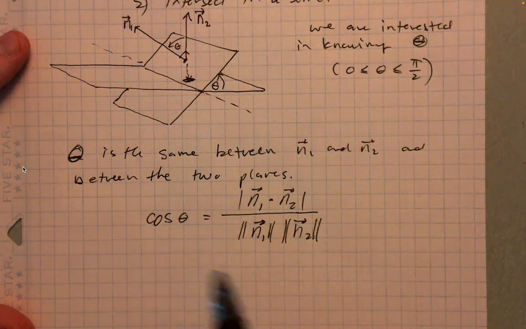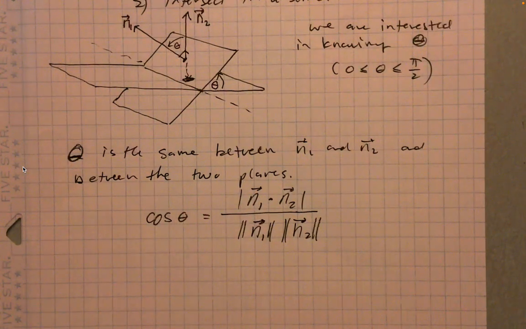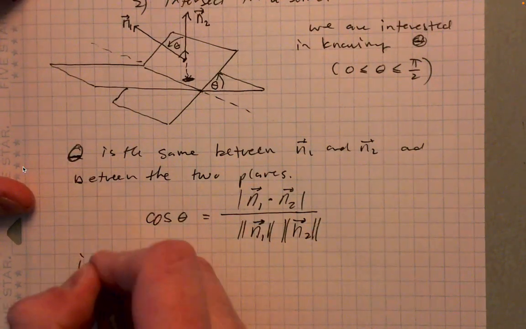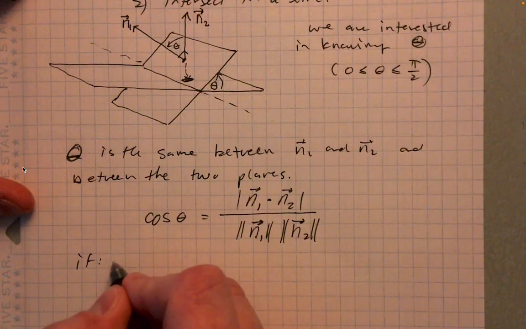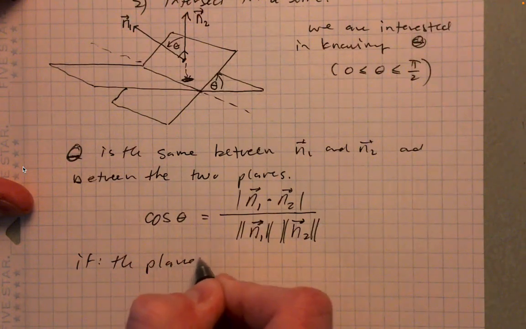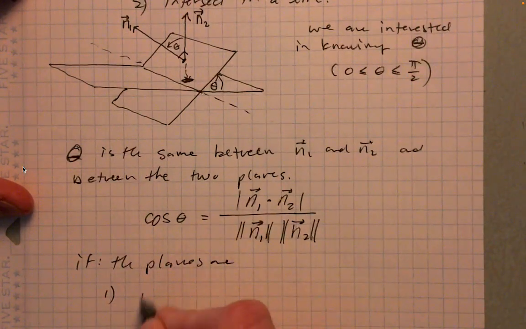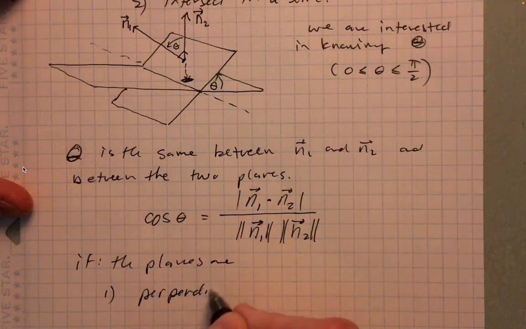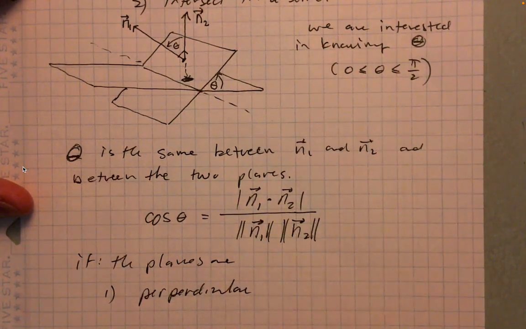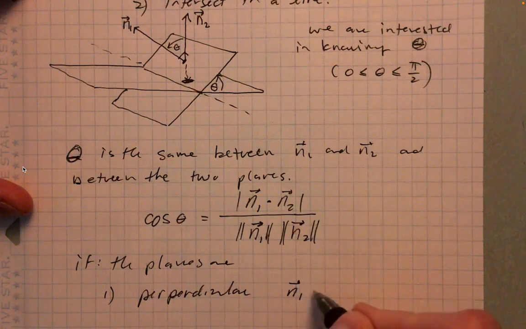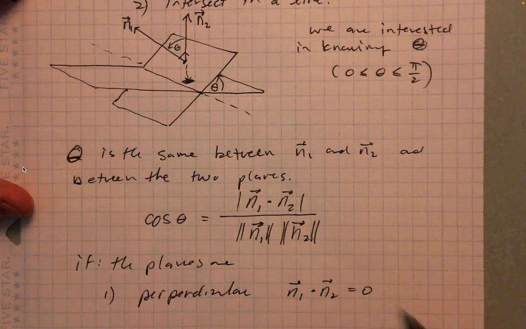Okay, and a couple of things. If the planes are perpendicular, what does that mean? If the planes are perpendicular, what's the dot product? Well, that means n1 dot n2 is 0.